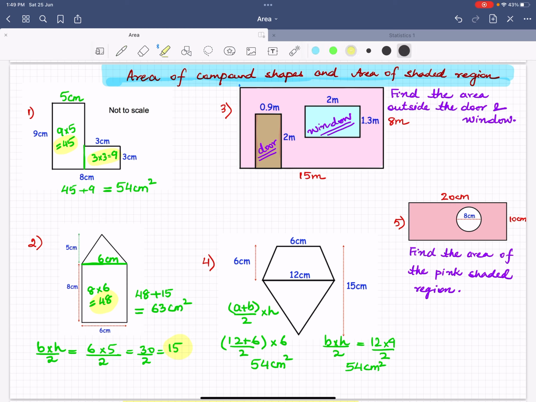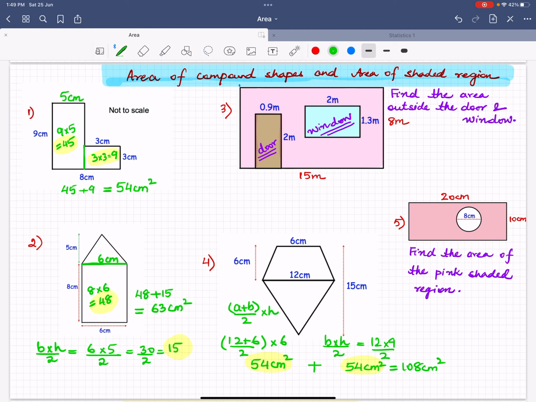Now all we need to do is add the area 54 and 54 to find the total area. 54 plus 54 is 108 square centimeters. Therefore the area of question 4 is 108 square centimeters.